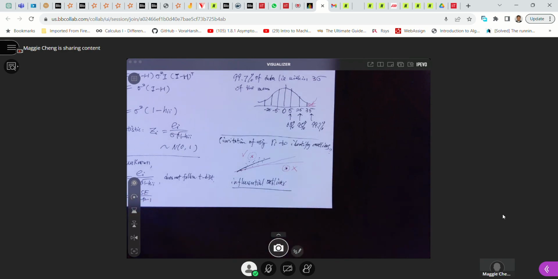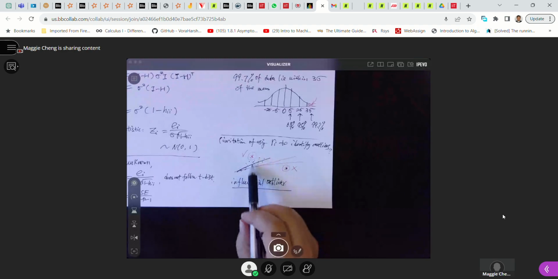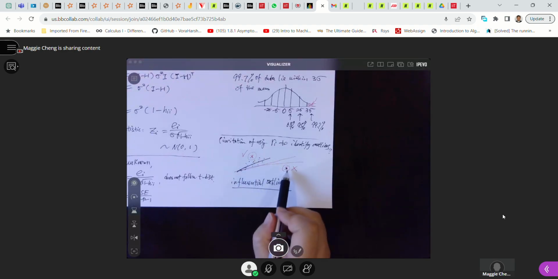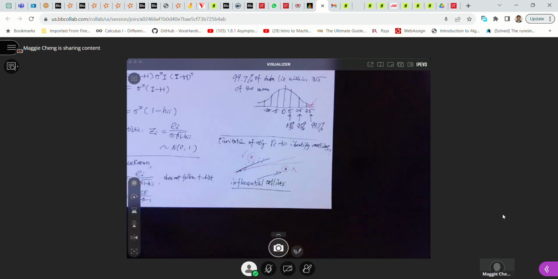So compare the two outliers. This is an outlier, certainly because it's way away from the regression line. But this one is a non-influential outlier. You can detect it. This is an influential outlier. You will not be able to detect it.